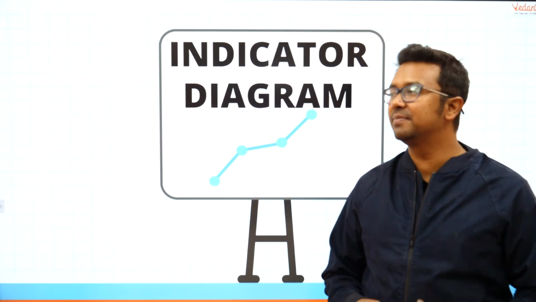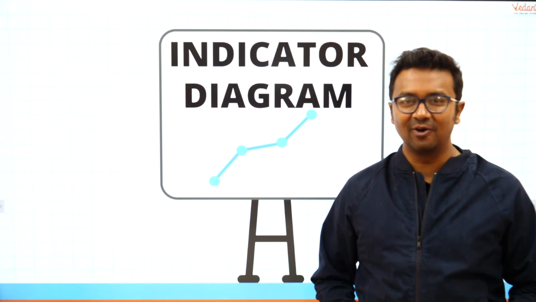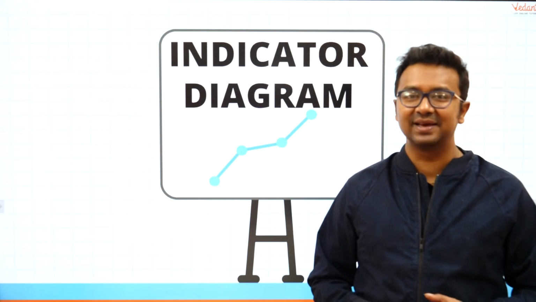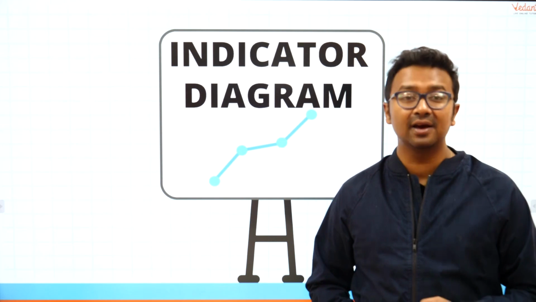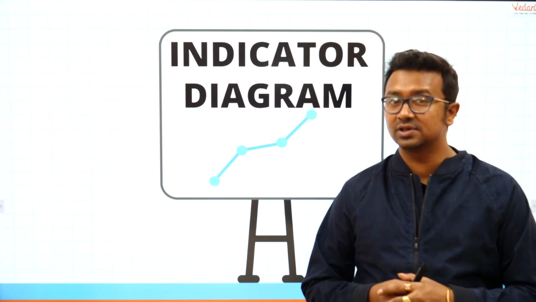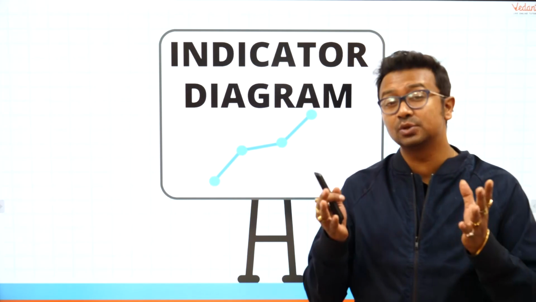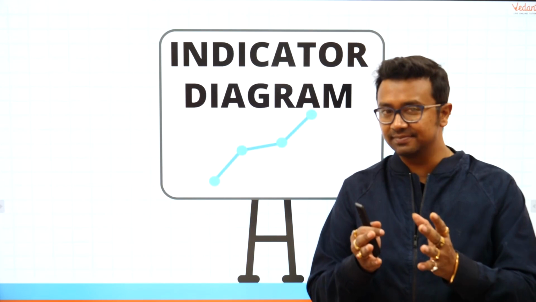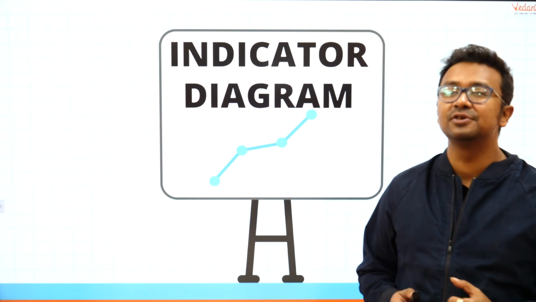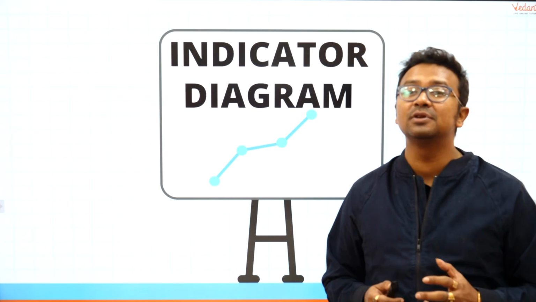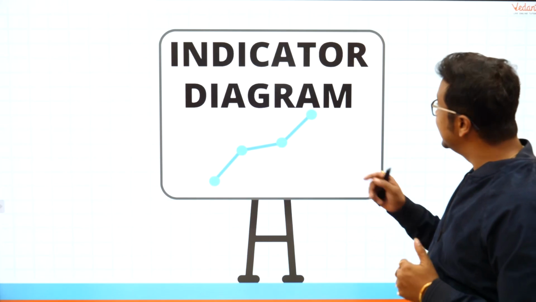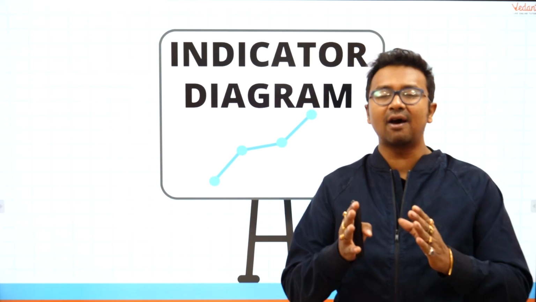In today's session we'll be basically looking at the indicator diagram. This is the second lecture in the series on the laws of thermodynamics. In the first lecture, my dear students, we studied the first law of thermodynamics, which talks about the conservation of energy. That means whatever heat you provide to a system, it uses in two ways. Number one, it increases the internal energy of the gas, and the gas is able to do some external work.